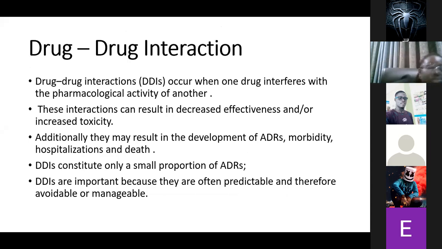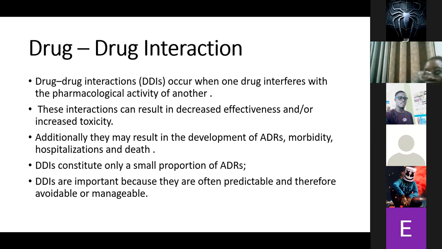Drug-drug interactions. So drug-drug interactions occur when one drug interferes with the pharmacological activity of the other. And these interactions can result in decreased effectiveness or increased toxicity. Additionally, they may also lead to the development of adverse drug reactions, morbidity, hospitalizations, and death. But it's important to know that only a small proportion of interactions lead to all these things, but they are important because they are often predictable.